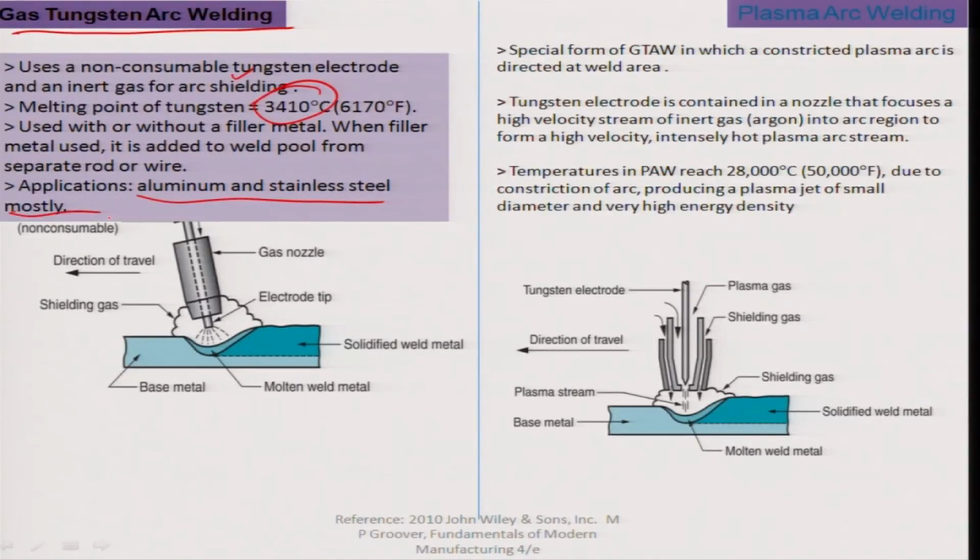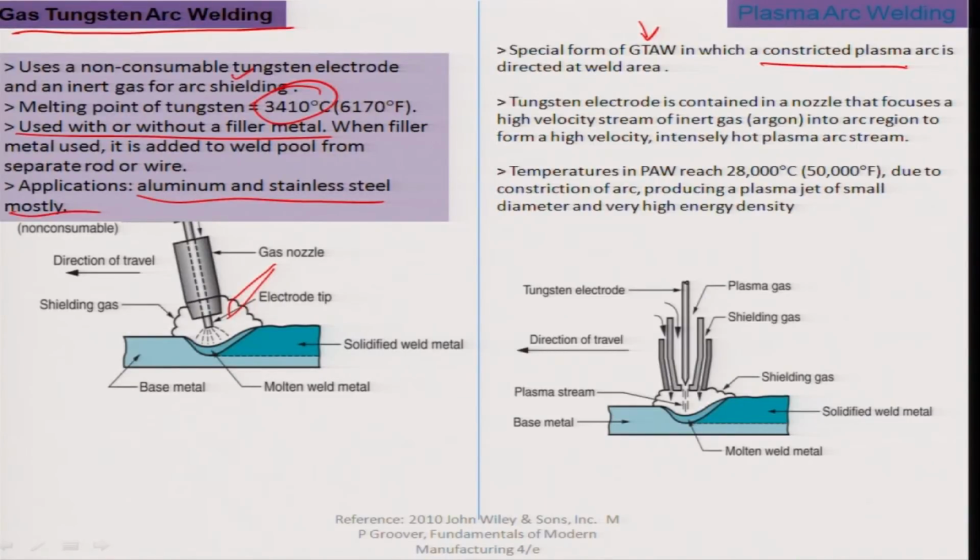You can basically use it with or without a filler material, and when a filler material is used, it is added to the weld pool from a separate rod or wire which you place somewhere nearby the electrode tip or the heat source. Then there is a process called plasma arc welding, which is a special form of the gas tungsten arc welding process, and it is basically with the deployment of a constricted plasma arc that you do welding on a surface.